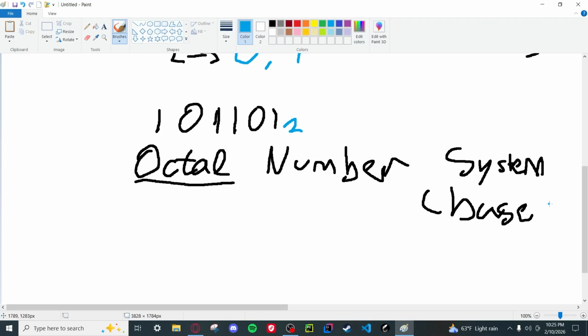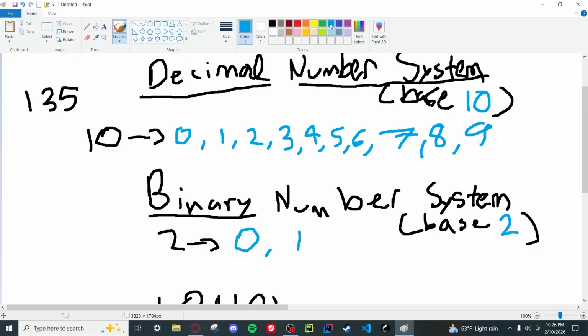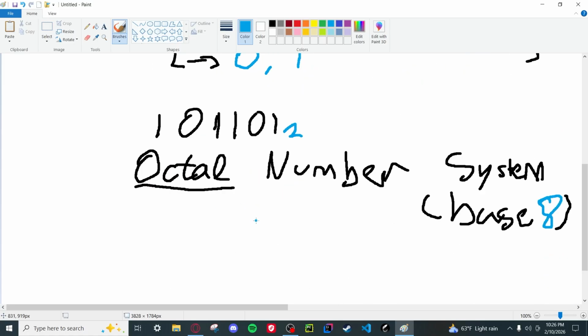I want you to pause the video and see if you can figure it out. If it's 8 numbers, how many numbers are we going to have to work with in our number system? Maybe I'll say it like this: what are the numbers that we're going to get to work with in our number system? What are the numbers that we're going to use for base 8?